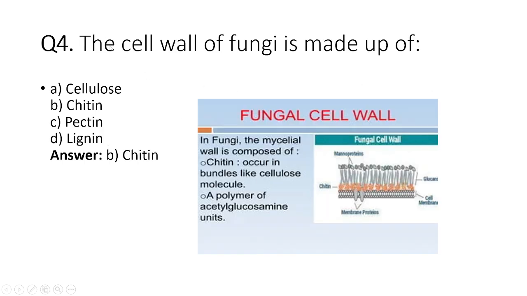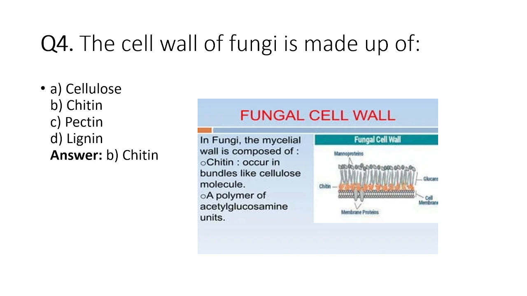Fourth question, the cell wall of fungi is made up of. I repeat, the cell wall of fungi is made up of. The options are A. Cellulose, B. Chitin, C. Pectin, D. Lignin. The correct answer is chitin.